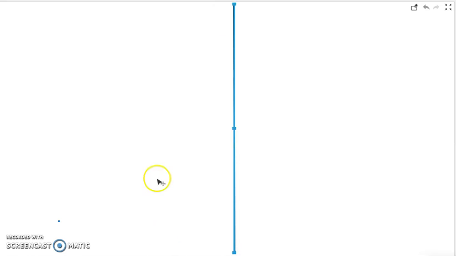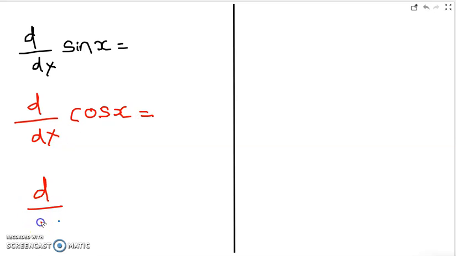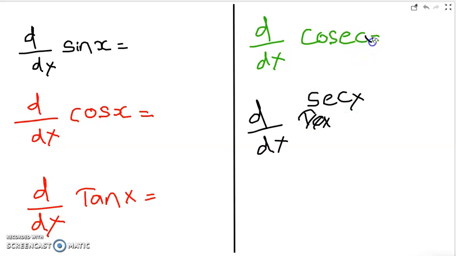Again, other formulas, let's see, of sin, cos, tan, cosec, sec and cot. First of all I will write d by dx of sin x is equal to what? d by dx of cos x is equal to what? d by dx of tan x is equal to, in the same way, d by dx of cosec x, d by dx of sec x, and d by dx of cot x.